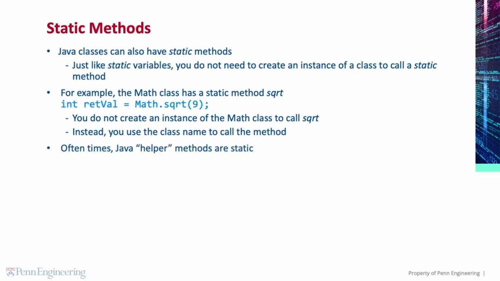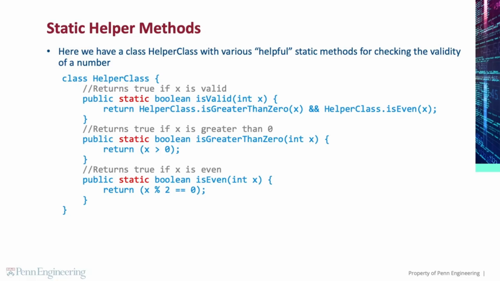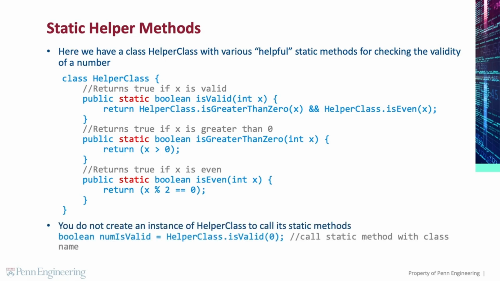Oftentimes, Java helper methods are static. Helper methods are utility methods that assist a program in doing some basic error checking or processing of a given input. Here we have a HelperClass with various helpful static methods for checking the validity of a number. To use this class, reference the class name to call a static method. Here we check if a particular number is valid by calling HelperClass.isValid, which returns a Boolean value.